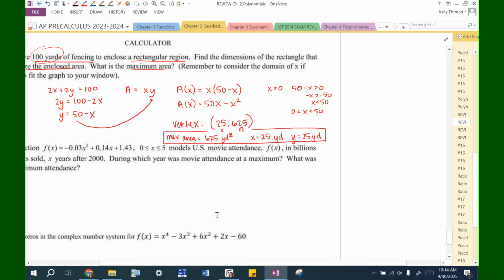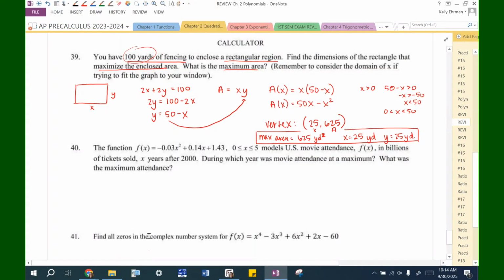But remember, like on our quiz, if we have fencing down the middle, then you can no longer make a perfect square out of this. So just be careful with that.